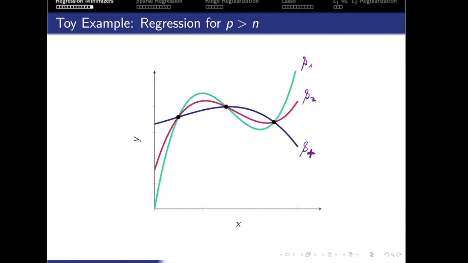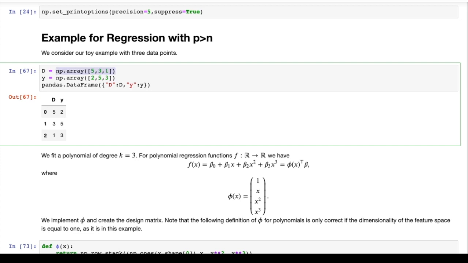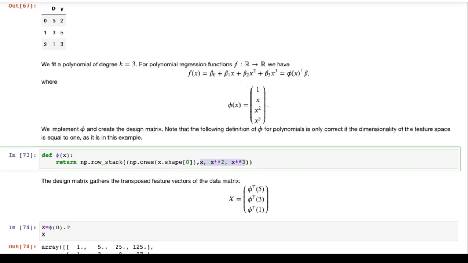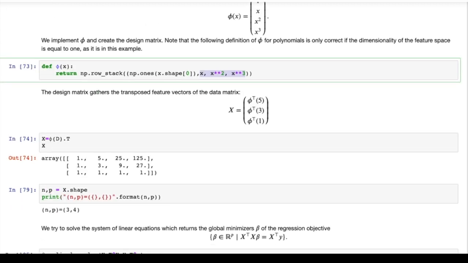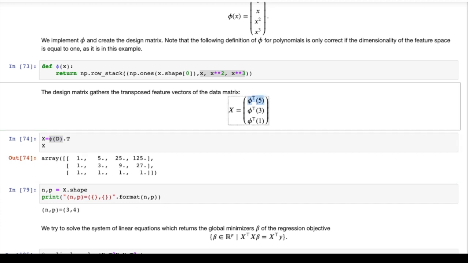Because this was a bit abstract, I wanted to show you how that goes in practice. So we have here our absolutely nuts data set, it's just far too small, but it's a good toy example. Now we want to fit our polynomial of degree k, so this is our function phi of x, and we implement phi of x here. Then we formulate our design matrix: we have phi applied to all the rows of D, and then we transpose it because this was the definition of the design matrix. It always has the transposed function values as rows.